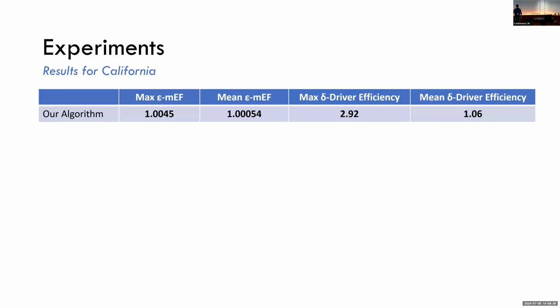We conducted the experiments on various states. Let me just show you the results for California. After 50,000 food donations have been allocated, our algorithm is 1.0044 multiplicatively MV3, and is 2.92 delta driver efficient. And the impressive thing here is that on average, the truck drivers didn't need to travel a distance more than 1.06 times the actual distance that they had to, which implies that on average, the guarantee for the driver efficiency is much better than what our upper bound might suggest.